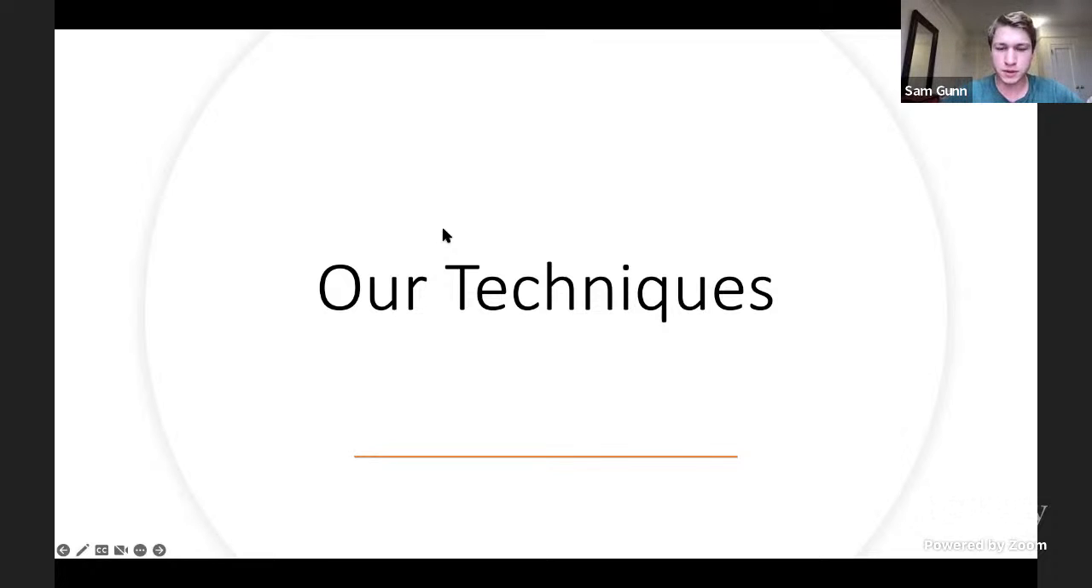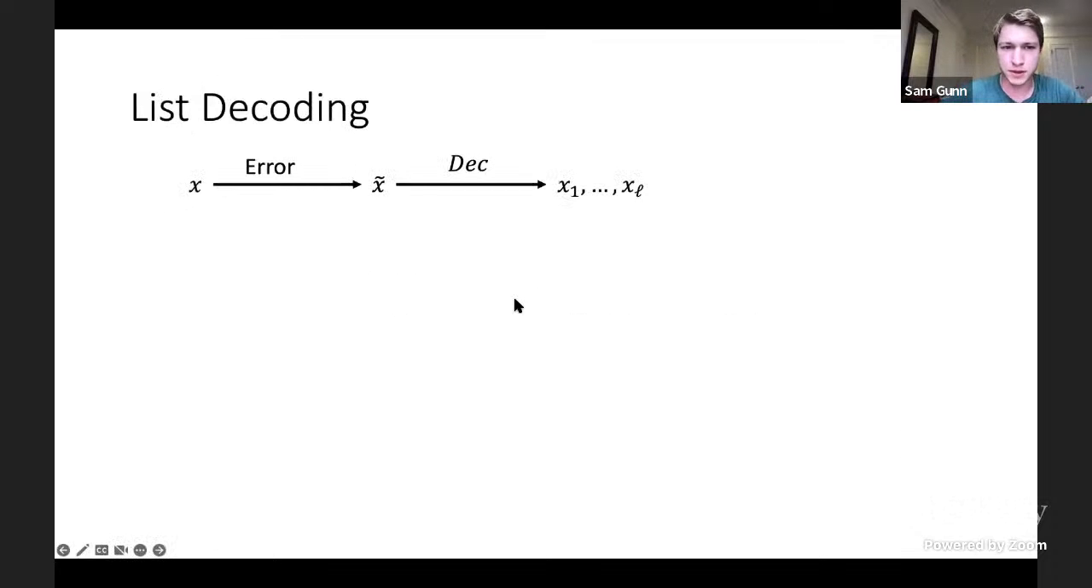Okay, so now let me talk a little bit about our techniques. One of the main ideas behind our construction is list decoding. Let me describe what list decoding is, at least in the classical case first. In error correction, you have some code word X, and then some error gets applied to it, and normally you want to decode back to X. But for list decoding, your decoding algorithm just has to output a list of L possible code words, and we just require that the true code word is in the list.